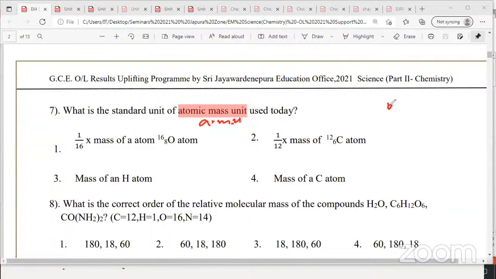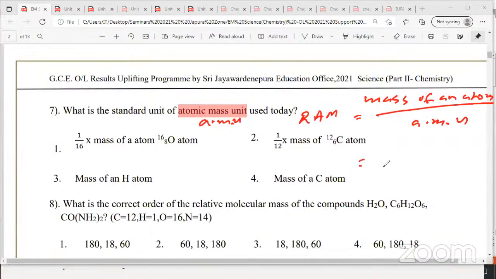If you divide the mass of any atom by this, we call it relative atomic mass. If you divide the mass of an atom by AMU, what is that called? Relative atomic mass: mass of an atom divided by AMU, the atomic mass unit. We sometimes call it RAM. So therefore RAM is equal to what?